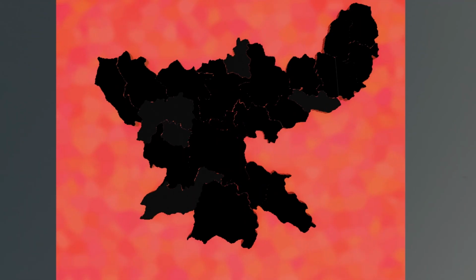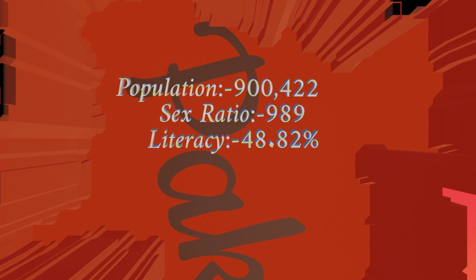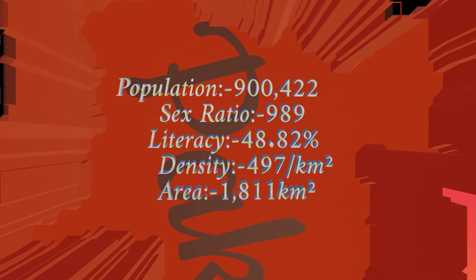Now let us move to Pakur. Population of Pakur is 900,422. Sex ratio is 989. Literacy rate is 48.82%. Density is 497 per kilometer square. Area is 1811 kilometer square. Constituencies are 3.